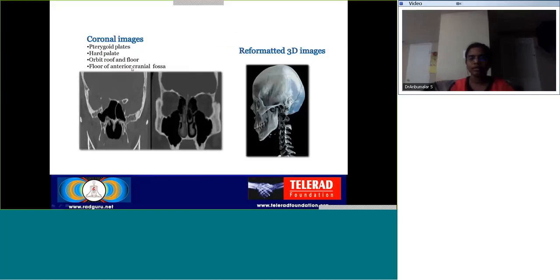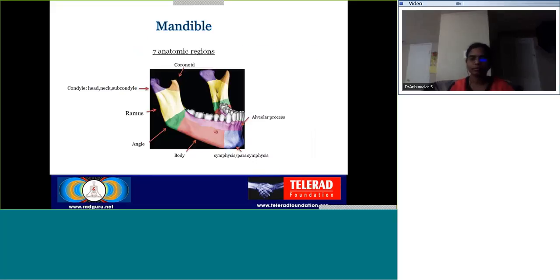The coronal images are very useful to evaluate the pterygoid plates, the hard palate, the orbital roof, orbital floor, and the floor of the anterior cranial fossa. As I already mentioned, the 3D reformatted images are more useful for our reporting.